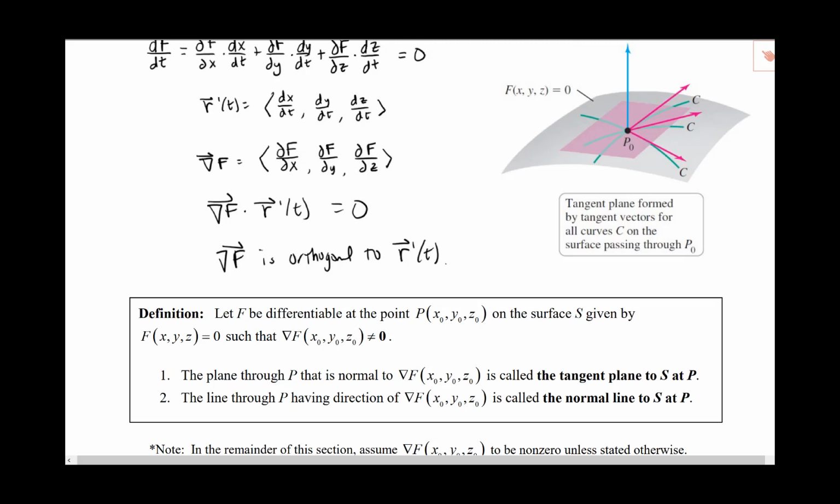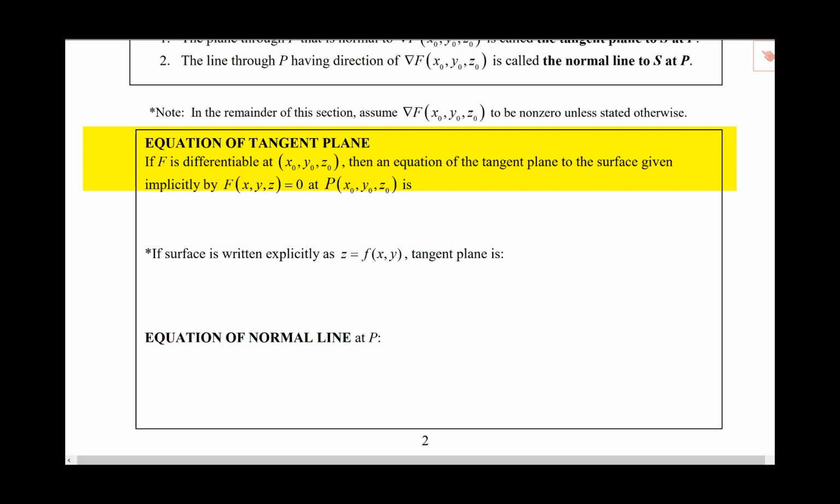Let's give even more specifics about the equation of that tangent plane then. If f is a differentiable function at a point x naught, y naught, z naught, then an equation of the tangent plane to the surface given implicitly by capital F of x, y, z equals 0 at that point is what? Well, first of all, remember, how would we express the gradient? The gradient of f would be expressed by the partials. Partial of f with respect to x, partial of f with respect to y, partial of f with respect to z. And we know that the gradient represents a normal vector to that plane.